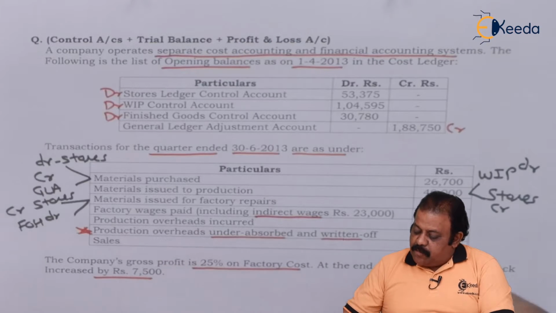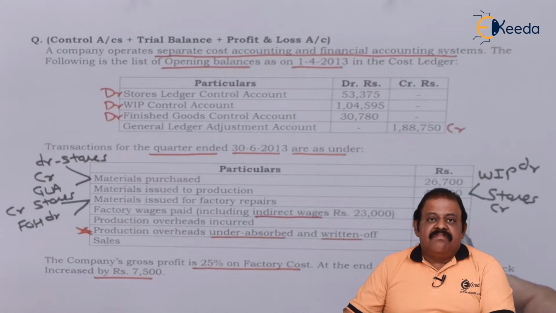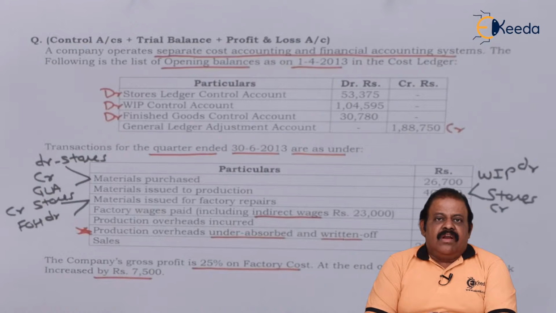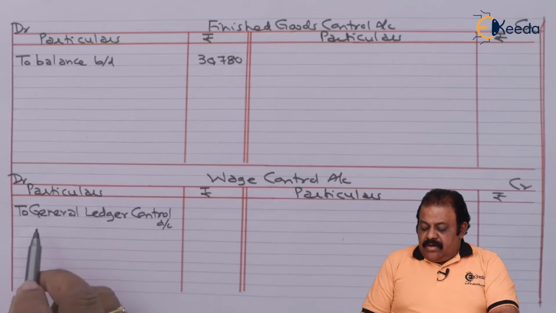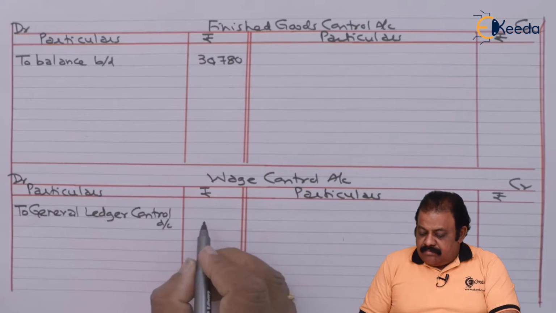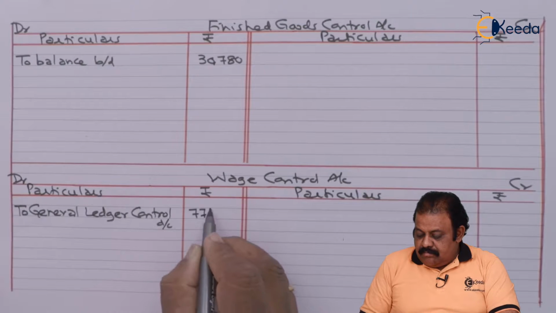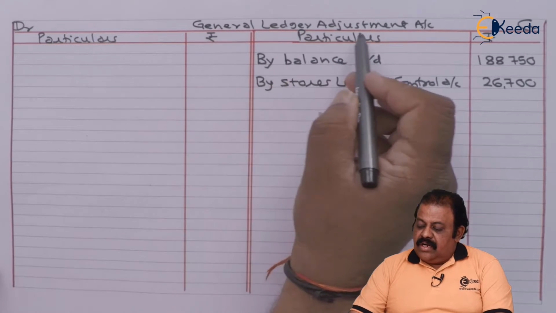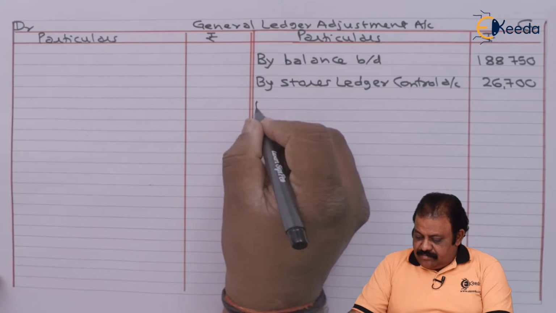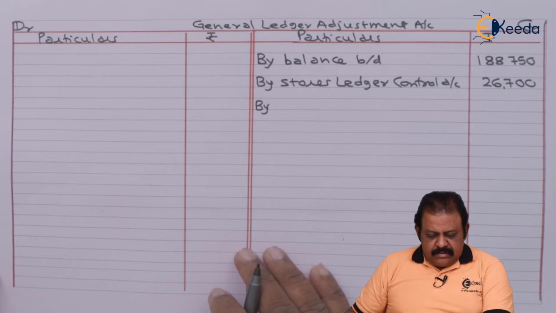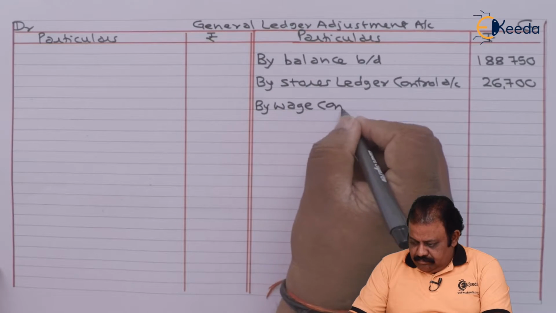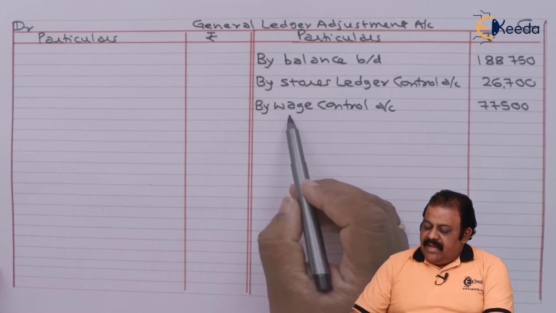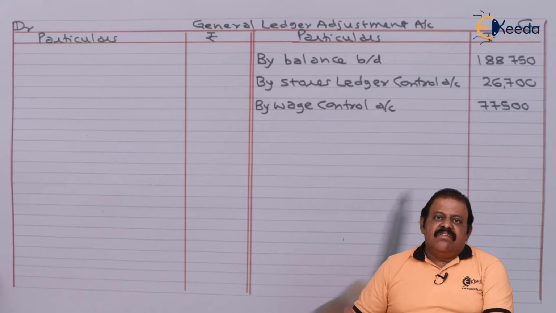Factory wages paid total 77,500. This will be debited to wage control account and credited to general ledger adjustment account. Wage control account debit to general ledger adjustment account 77,500. In general ledger adjustment account credit side, by wage control account 77,500.